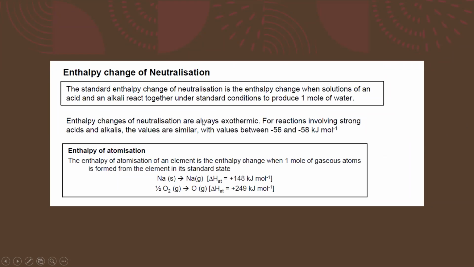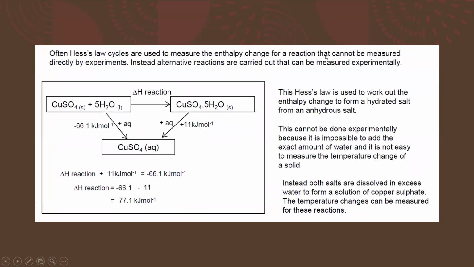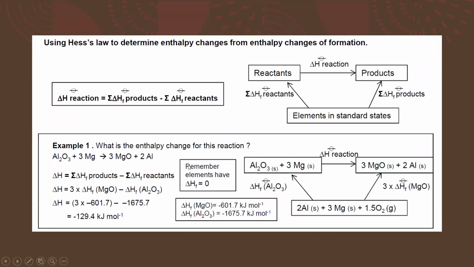Atomization means when an element forms an atom in the gaseous state, and Hess's law can be used to find the energy change during a chemical reaction. Now, an example using Hess's law to determine the enthalpy change of formation. If a question asks you to calculate the enthalpy change of formation, or the enthalpy change of formation is given, they can either give it to you or ask for it.